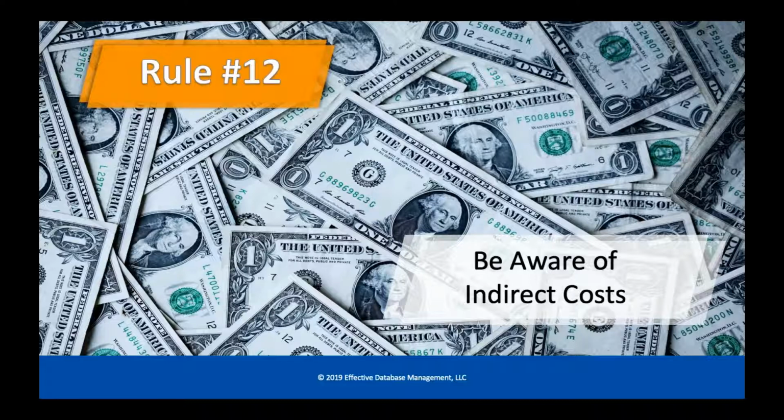So when you think about decisions you're making about how you manage your data, whether it is people, process, or technology, we always think about the direct costs, but think about the indirect costs. What will it cost if you do something? What are the indirect costs? And what are the indirect costs if you do not do something? You need to be aware of both of those.